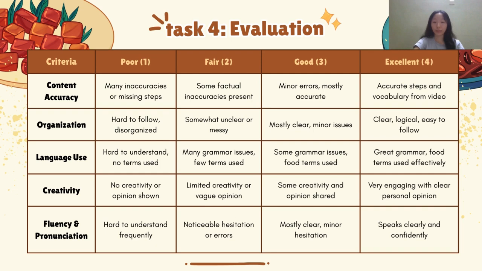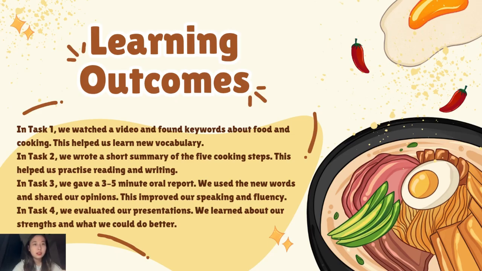Thank you. So let's talk about the learning outcomes. They complete a task about the Cantonese cuisine, the whole roasted goose. The whole activity was divided into 4 parts. Each part helped us improve different English skills. First, task 1 required us to watch a video and find keywords to describe food and cooking process, which strengthened our vocabulary on the topic of food.